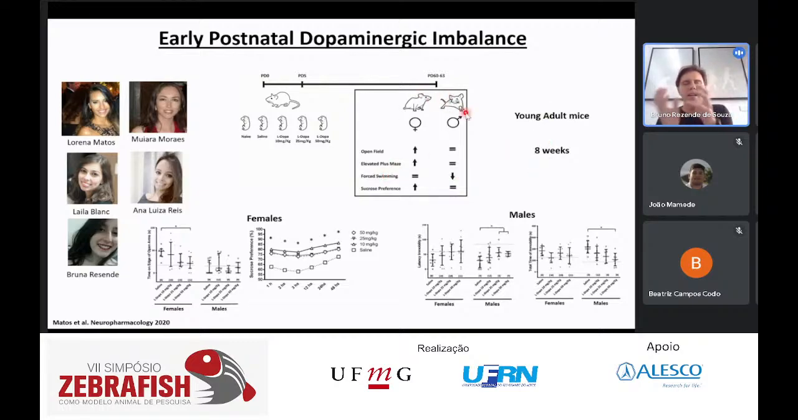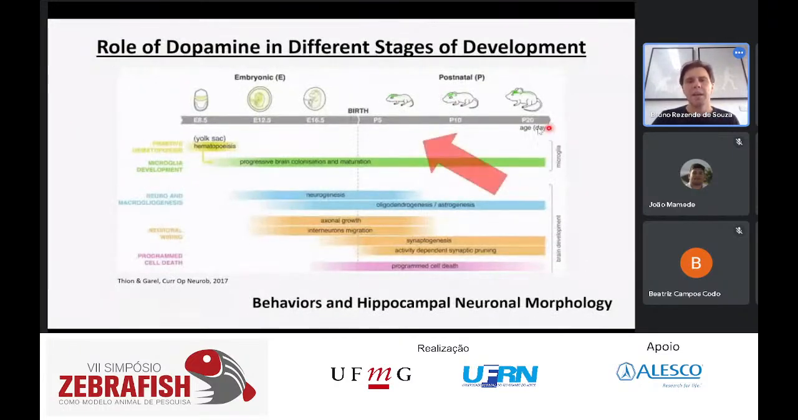So we had an opposite effect of dopaminergic imbalance in the early life and checking the mice behavior when they were adult. That was nice. We were very interested about that. But with mice, we're checking this specific developmental window. That's after birth. And we didn't want to check only that. We have a question of, but what about the other developmental windows?